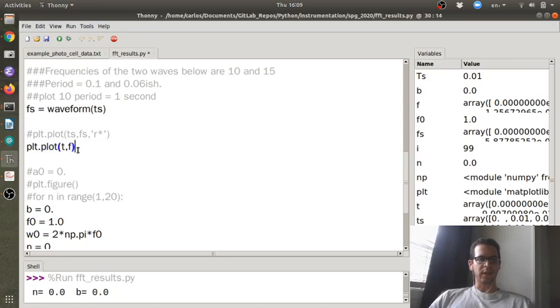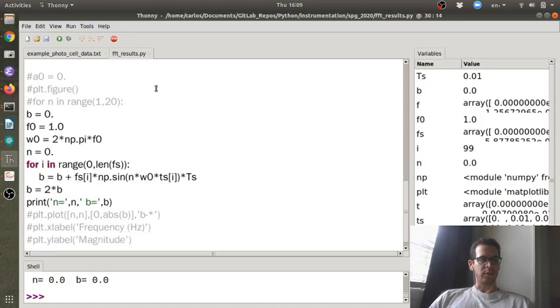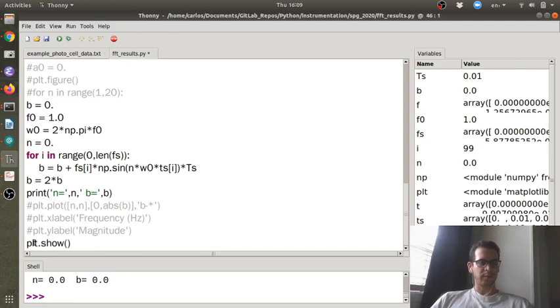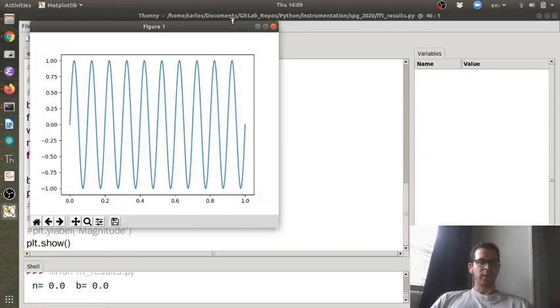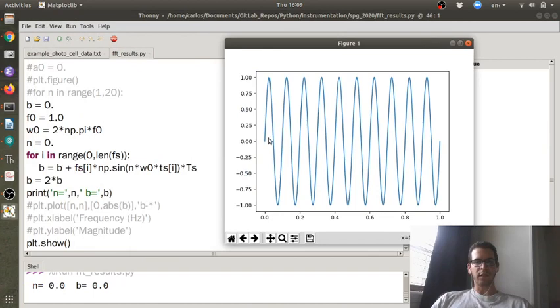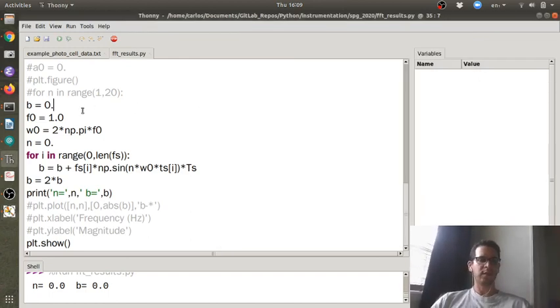Okay, and so you're going to see here, did I not show it at the bottom? Let me show it. So here is my 10 hertz waveform, right? Basically every 1 second I have 10 humps. So if you count 1, 2, 3, 4, 5, 6, 7, 8, 9, 10, I've got 10 cycles per second. That's what 10 hertz is, right?